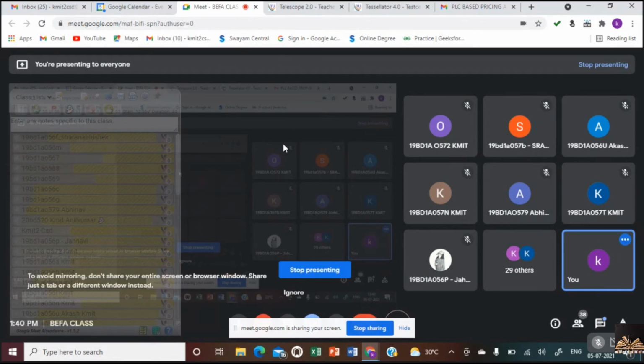And if the contribution is negative, that means it is not able to cover the variable cost. It's a waste of continuing the product. Is it fine?